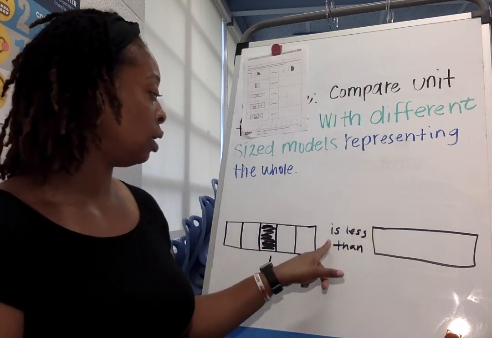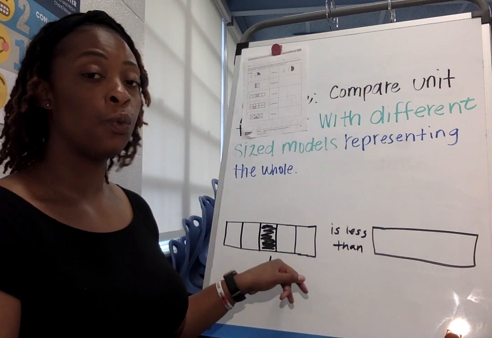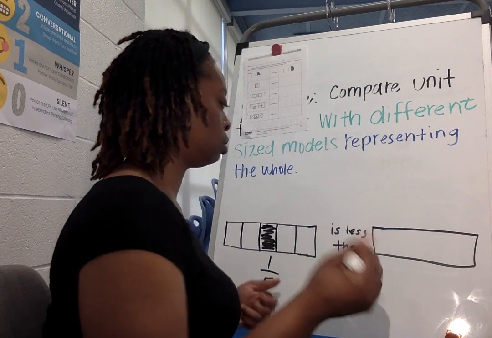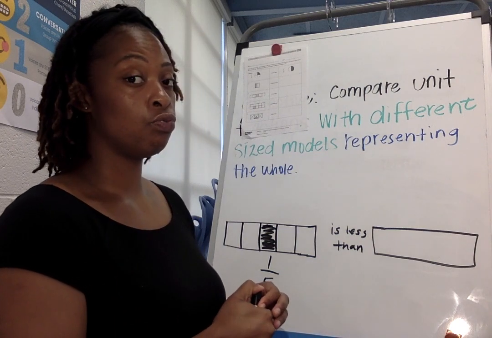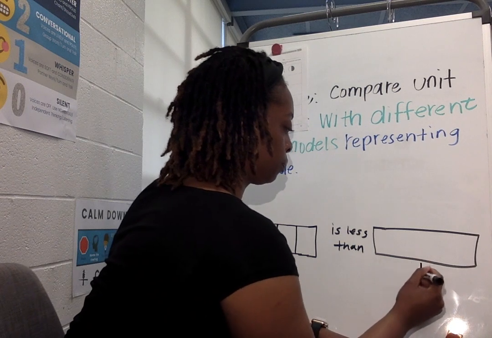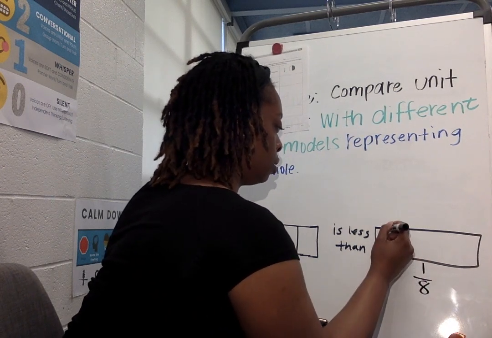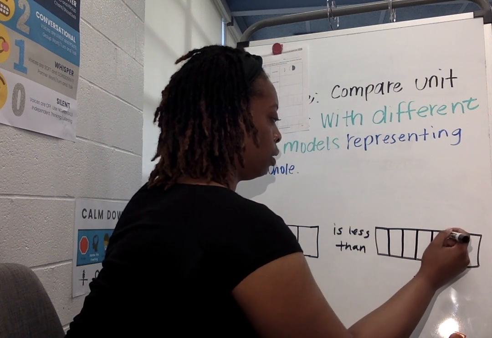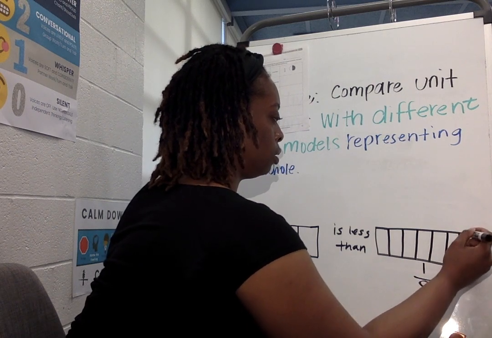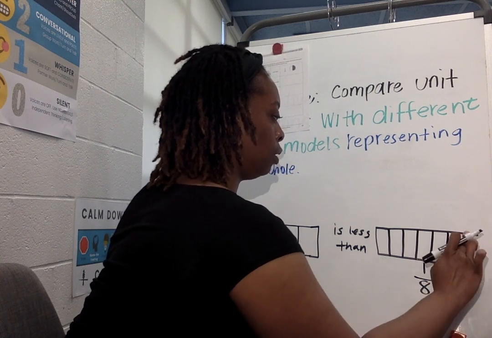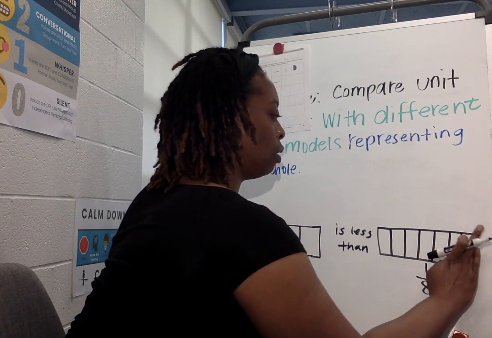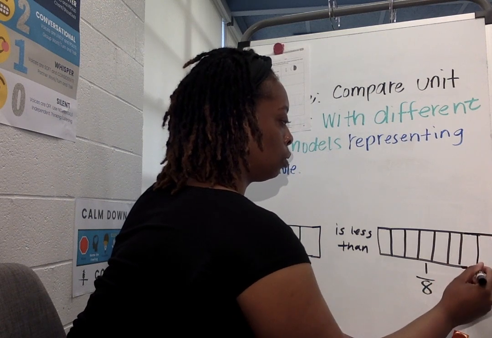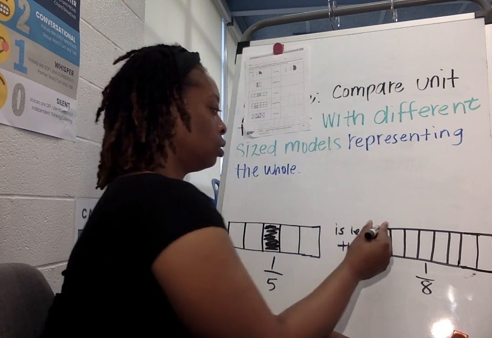If we want to make it less than 1/5, that means that 1/5 is going to be greater than whatever we draw over here. So let's partition this into 1/8. Okay, so that means I need 7 lines. 2, 3, 4, 5, 6, 7. It's a little small over here. Make them even. It's so important that when you're partitioning things that they are equal. Okay. So 1/8.